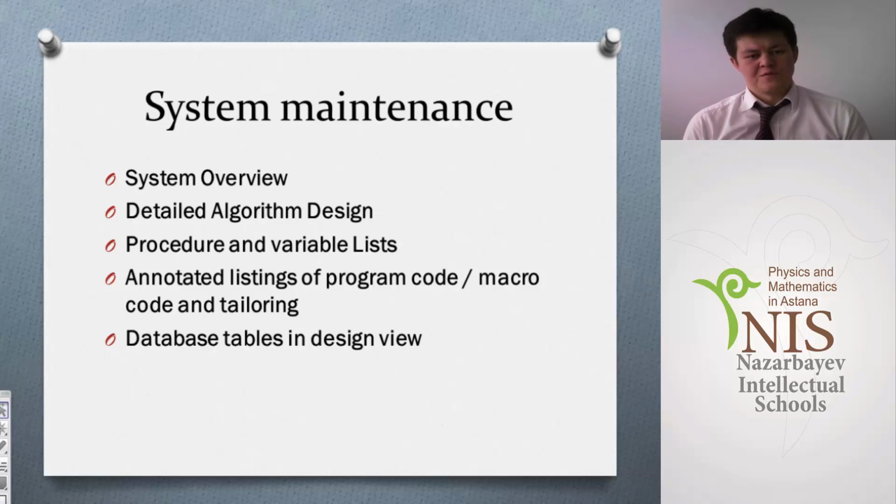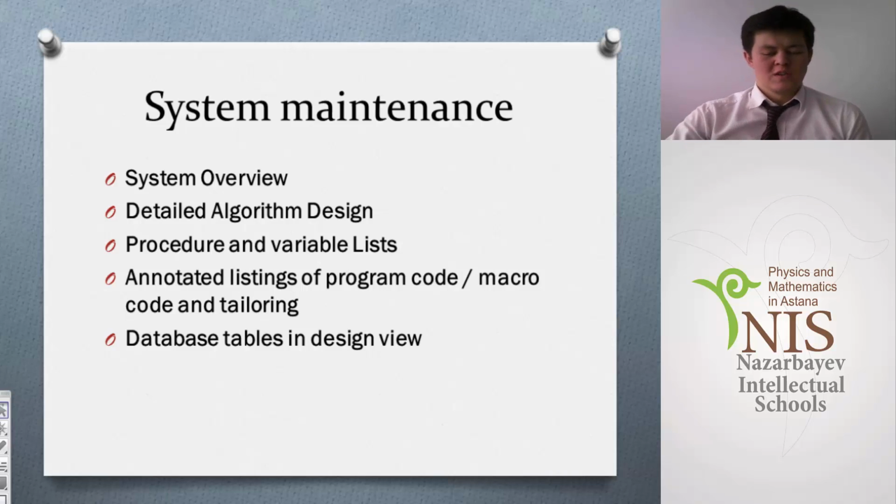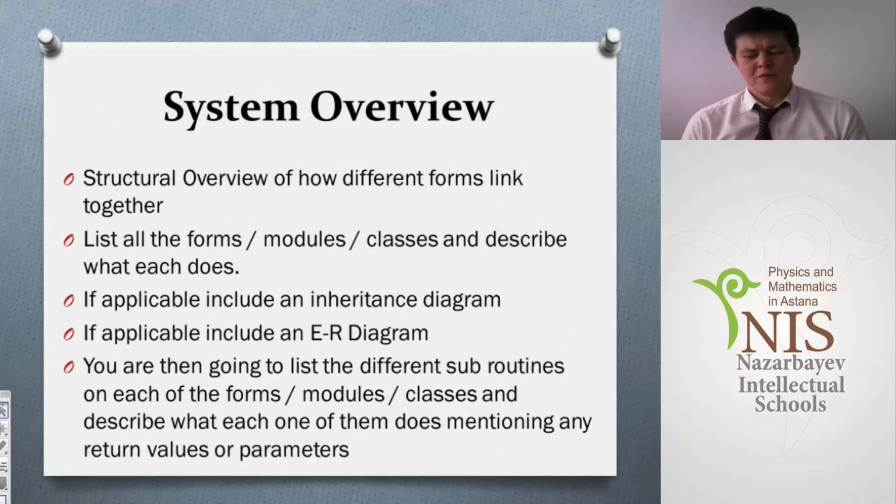Actually, it consists of 4 or 5 main parts, so let me list them. System overview, detailed algorithm design, procedure and variables list, annotated listings of programming code, macro code and tailoring, database tables in design view. So actually it looks very bulky, but let's look deeply at this. The first one, system overview.